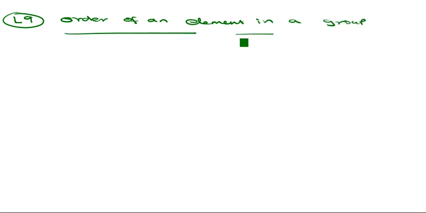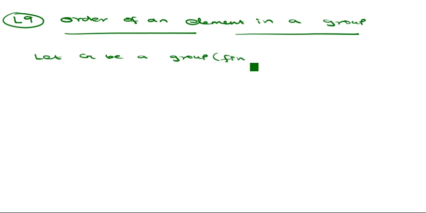So the definition: order of an element in a group. Let G be a group. So this may be a finite or infinite group. In the last video, we have seen the definition or concept related to order of a group.